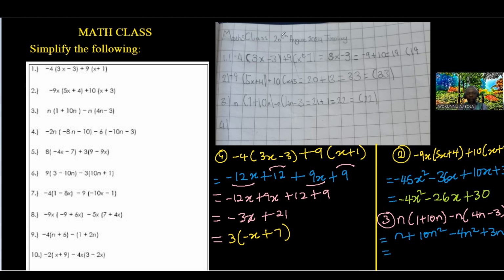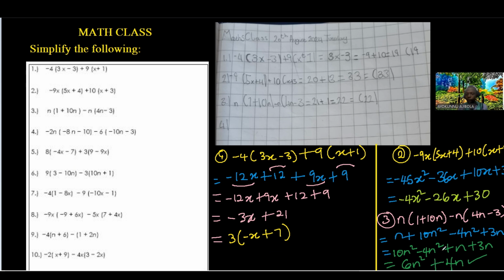Then the next thing to do is to collect our like terms. Maybe some things are common together, we collect them. Ordinary n, then n squared and n squared. So 10n squared minus 4n squared plus the single n plus the 3n. So 10n squared minus 4n squared is 6n squared because they are both n squared. And n plus 3n is 4n. So this becomes our answer. We can leave it this way.